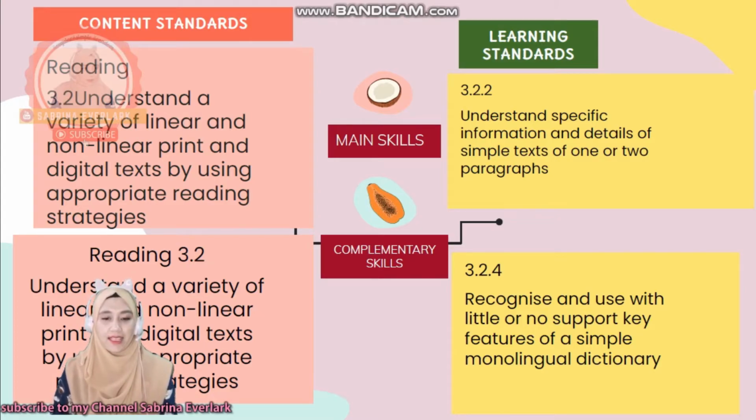The main skill is reading, to understand specific information and details of simple text of one or two paragraphs. And the complementary skill is to recognize and use with little to no support key features of a simple monolingual dictionary. Did you know what is a monolingual dictionary? Monolingual dictionary ni kamus yang satu bahasa je, English. Contoh BM. That is monolingual.